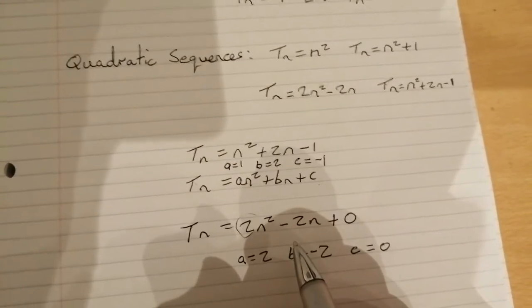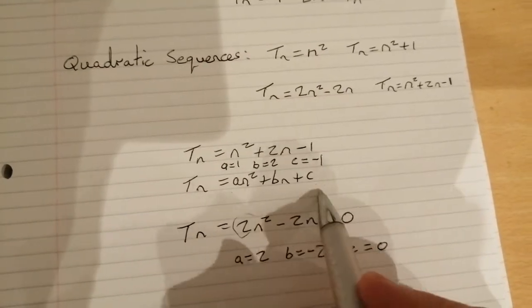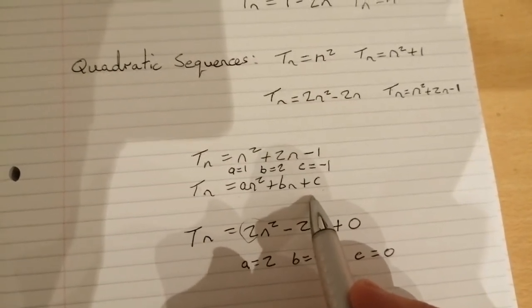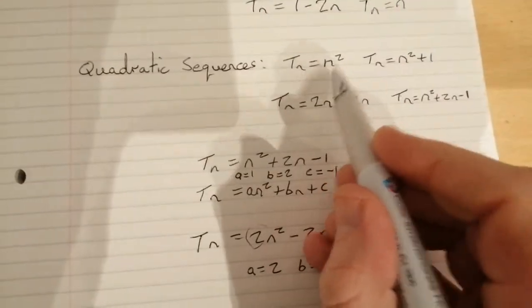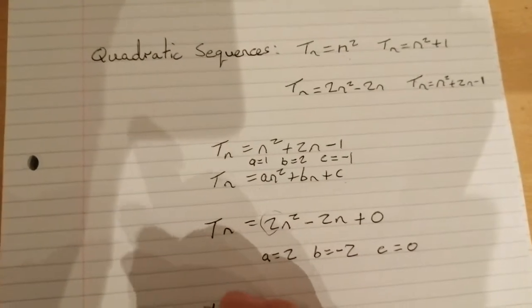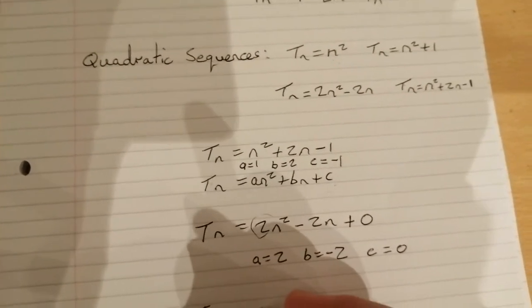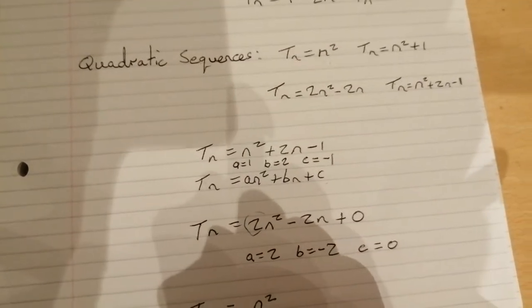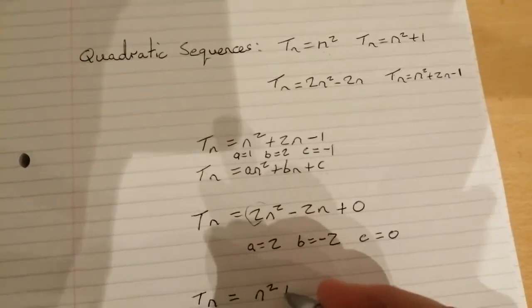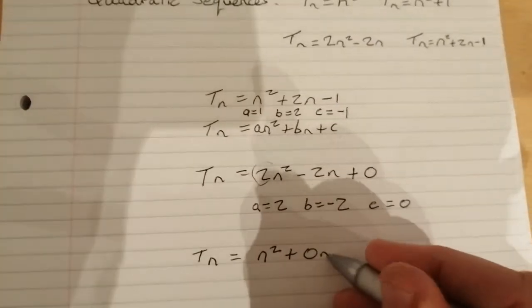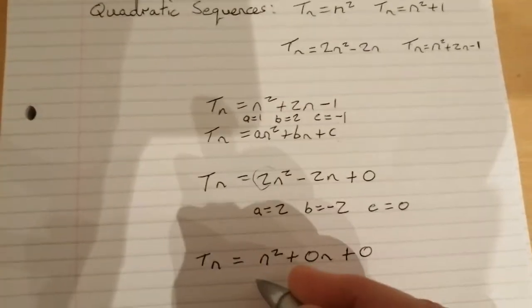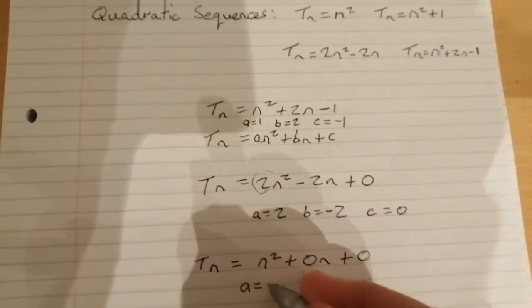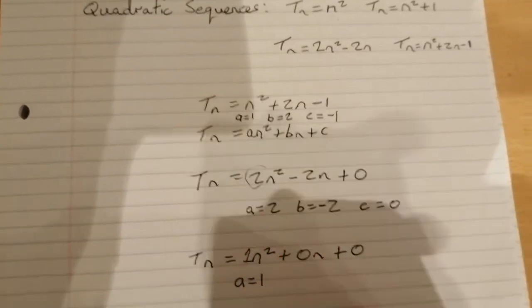So all quadratics can be written in this form, even if we don't see them like that initially. So for instance, look at this one, which doesn't seem to be at all like that. Tn is equal to n squared. Well, again, if we write it as plus 0n plus 0, we can see that the a part is equal to 1, because this is the same as 1n squared.